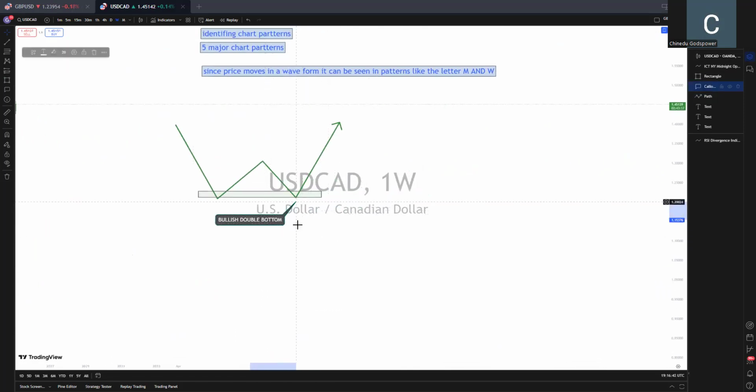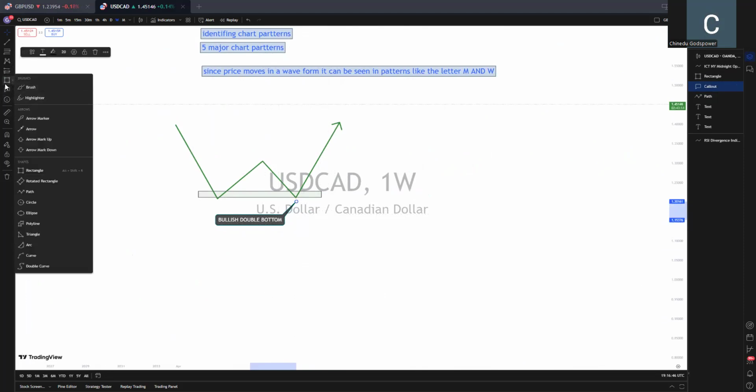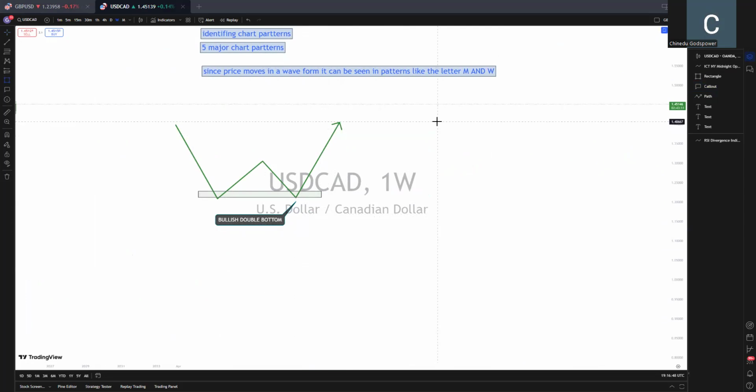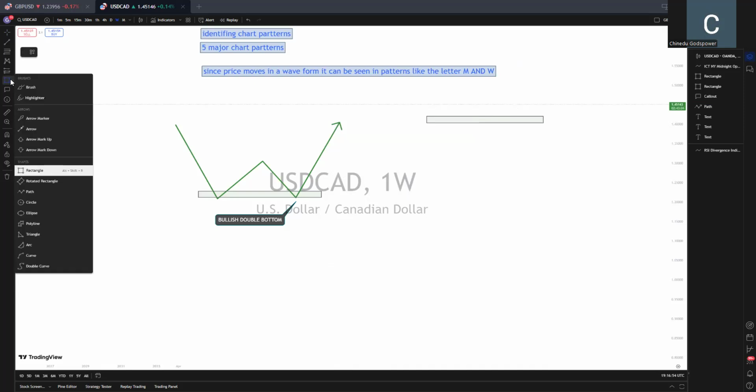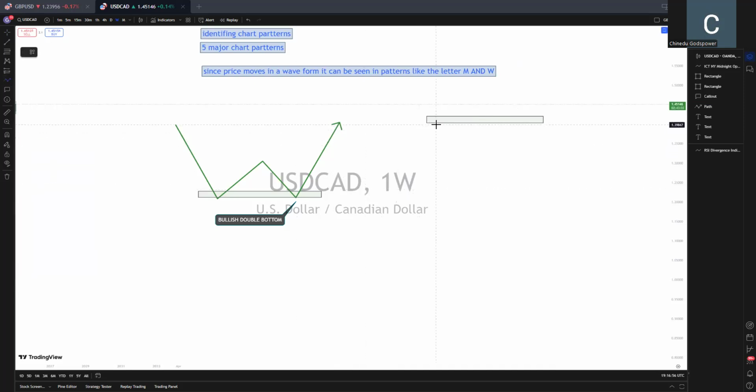This is the bullish double bottom. And we have the bearish double top. So this one is going to be here. Bearish double top. It's like this. Using our pen tool again, we're going to be doing something like this.